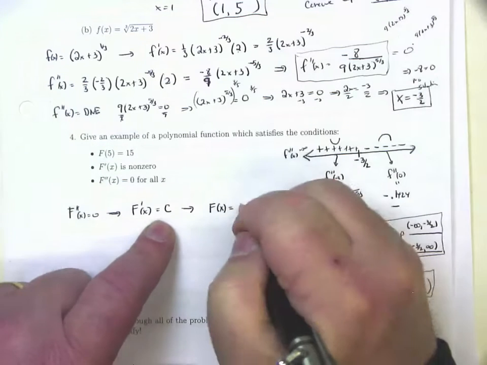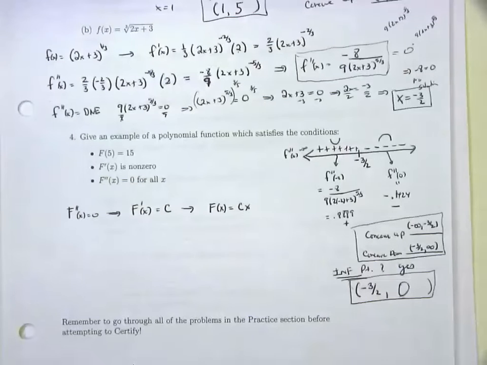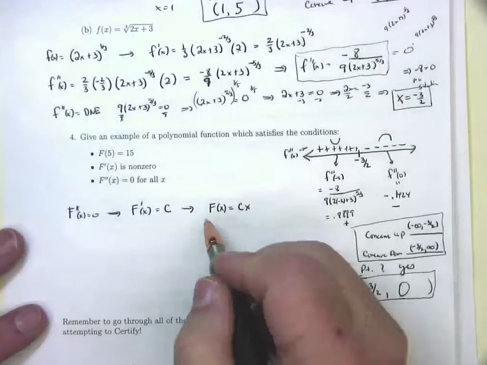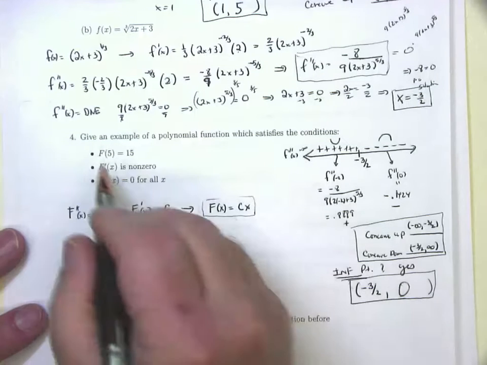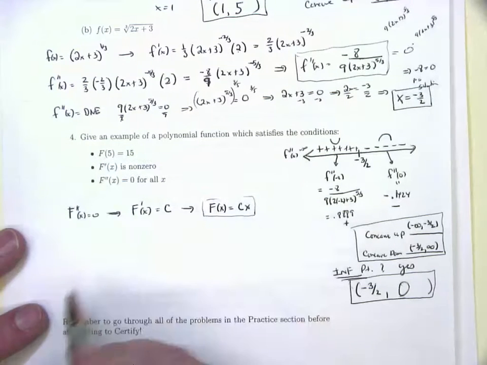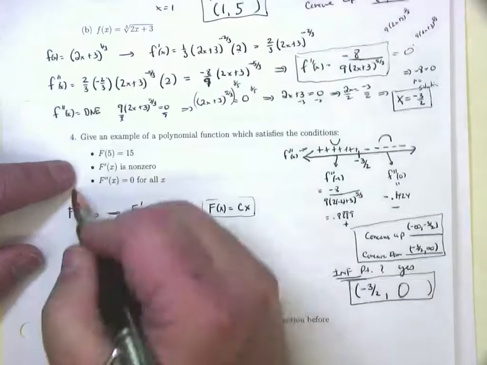Very good. Constant times x. Remember, the derivative of 10x is 10, right? Does that make sense? But now here we go. And so there's going to be my answer, but I've got to have this condition right here. See, the first derivative is non-zero, so this checks.